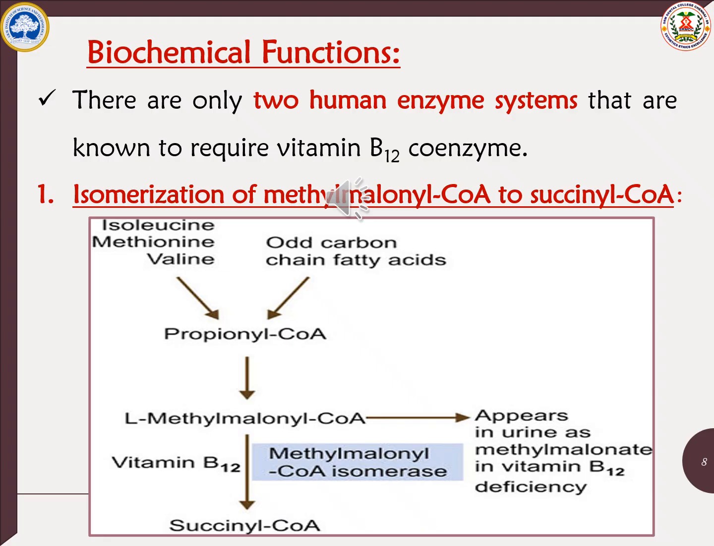The isomerase enzyme is involved in the hydrogen transfer and intramolecular rearrangement to form succinyl CoA in the presence of vitamin B12. So when you are deficient in vitamin B12, the system accumulates L-methylmalonyl CoA, thereby resulting in the excretion of methylmalonyl CoA in the urine. This is the first reaction where vitamin B12 acts as a coenzyme, in the isomerization of methylmalonyl CoA to succinyl CoA. Another important reaction where vitamin B12 is involved will be seen in the next slide.